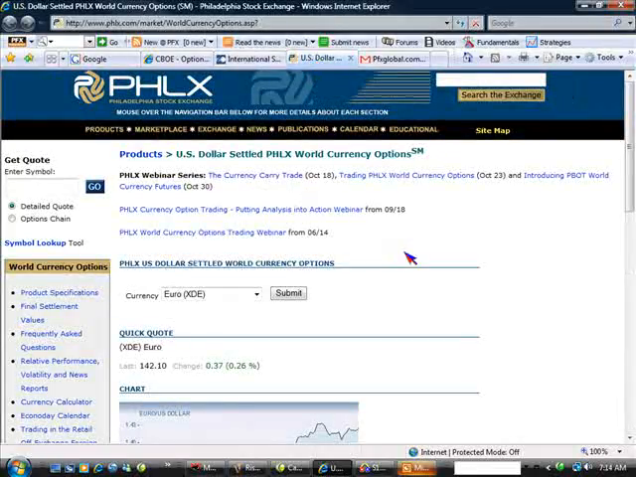The other site that I wanted to refer you to is www.phlx.com. This is the Philadelphia Stock Exchange, and this is where the other Forex options are listed. Again, available through your options broker. It doesn't make any difference. But when we were looking at the XDE and the XDB, that's where these are listed.